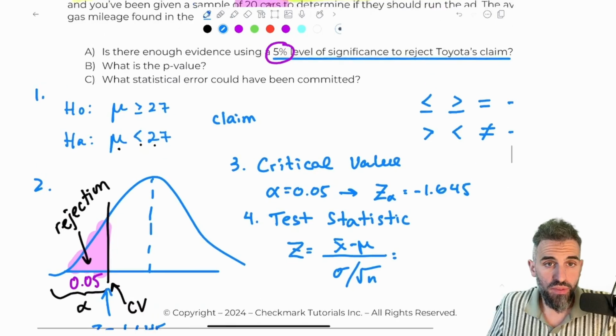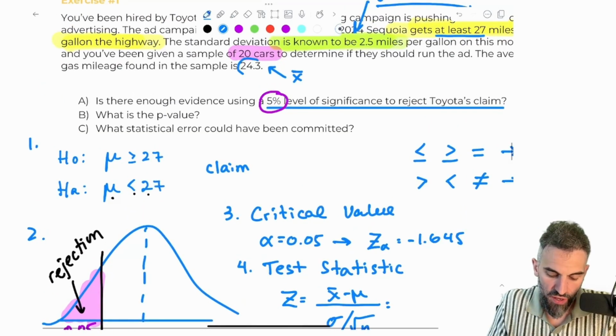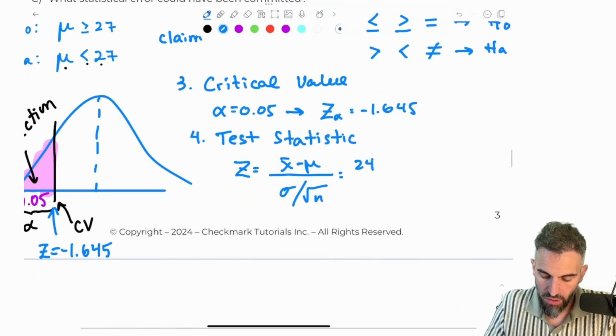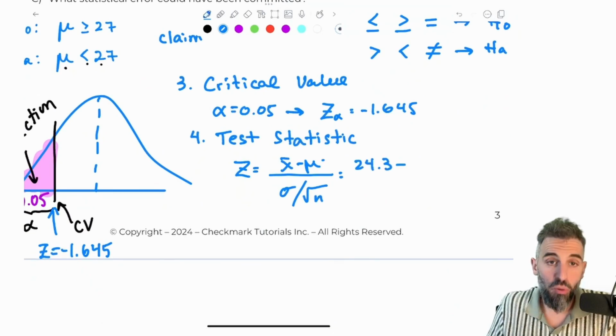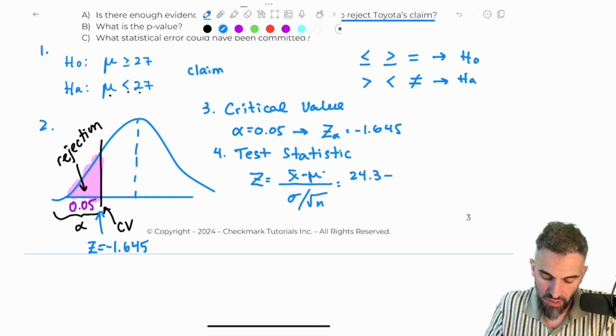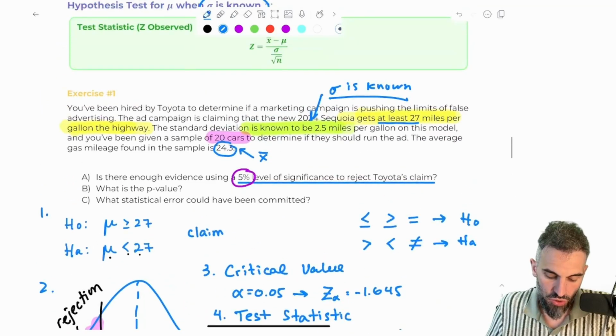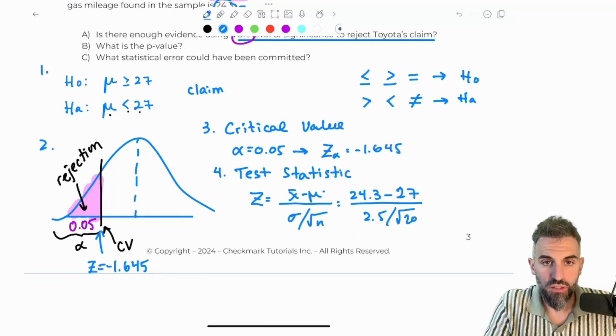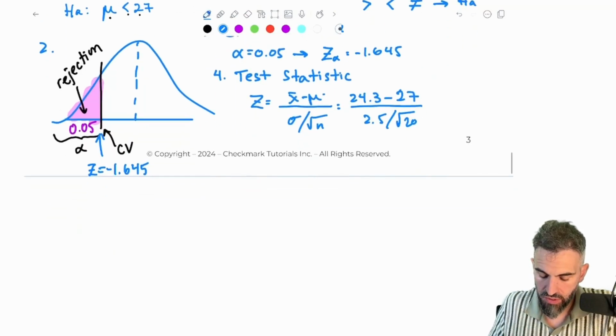So x bar is always given to you in the question. We took a sample of 20 cars and found an average of 24.3. The mu here is the hypothesized mean from the hypothesis, right? So 27. The standard deviation is 2.5, and the sample size was 20. Okay, let's do the math here. 24.3 minus 27 divided by 2.5 over the square root of 20. I got negative 4.83.